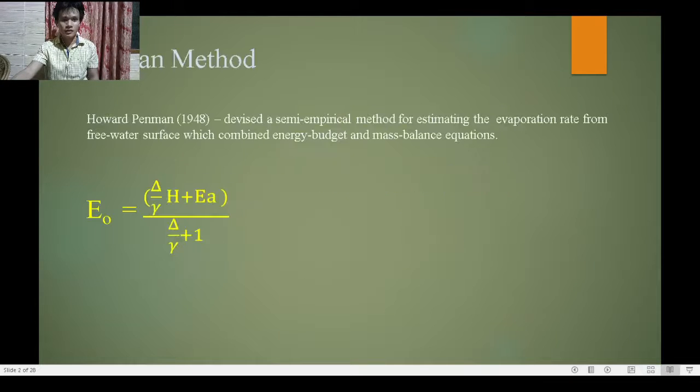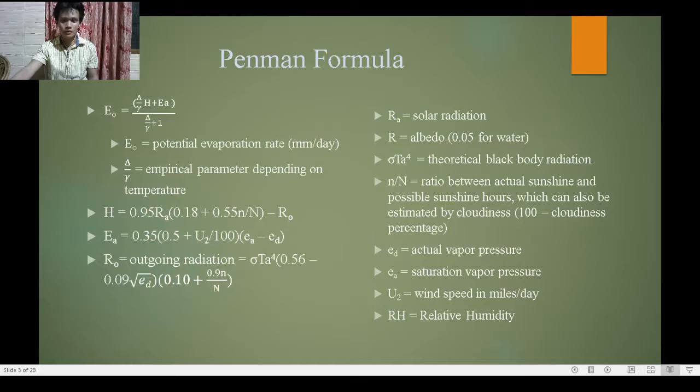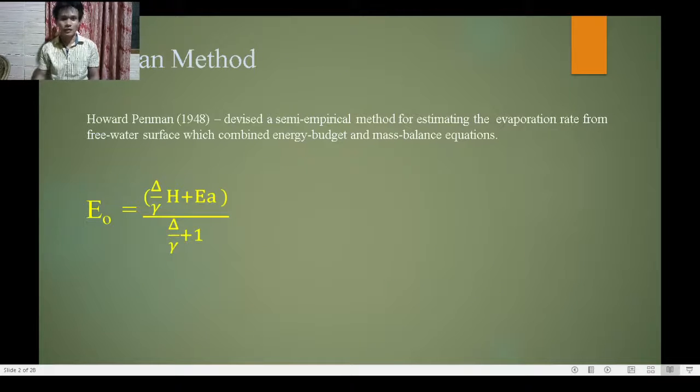So first is the Penman method. Howard Penman in 1948 devised a semi-empirical method for estimating the evaporation rate from free water surface, which combined energy budget and mass balance equations. So E sub O is equal to the quantity delta over gamma multiplied by H plus E sub A, all over delta over gamma plus 1.